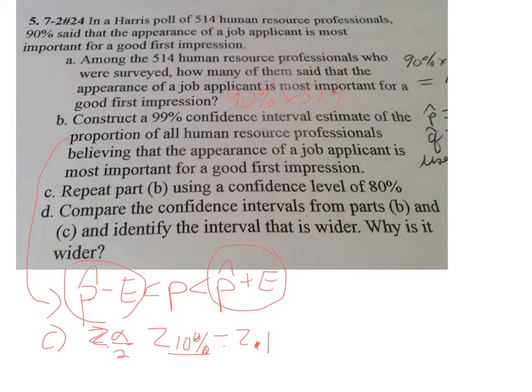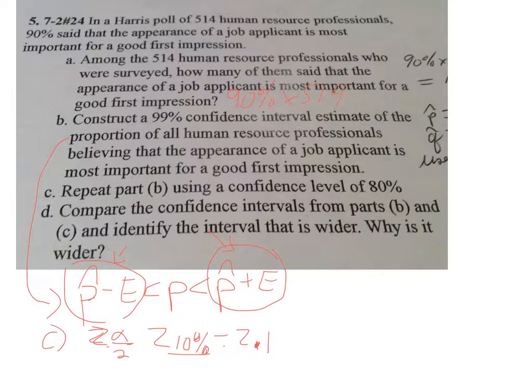For D, it's just asking you to compare them and to identify which one has the wider interval. So all they mean by that is the biggest range. So the number from here up to the number from here, whichever has the largest range between it, is going to be the widest interval. And then you can figure out for yourself, I think, why one would be wider than the other.